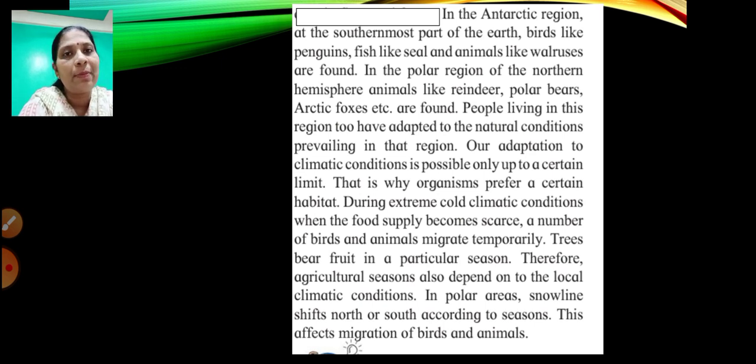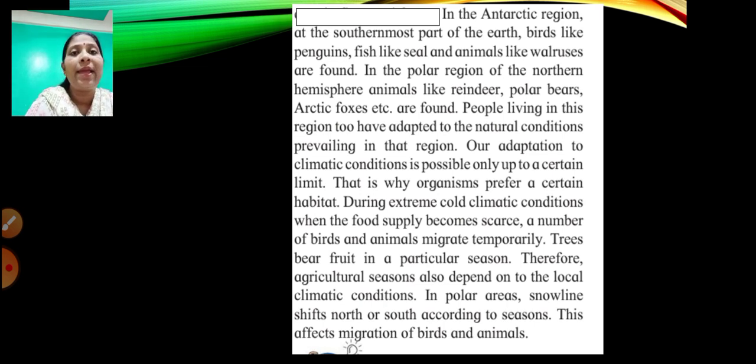Trees bear fruit in a particular season. Therefore, agricultural seasons also depend on the local climatic conditions. In polar areas, the snow line shifts north or south according to the seasons. This affects the migration of birds and animals. Now let's see what this means.